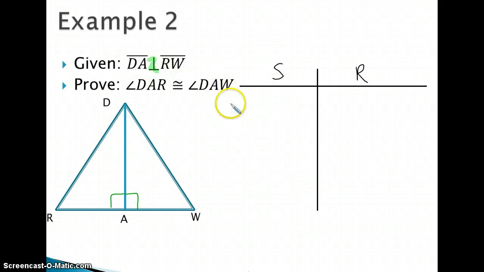So I'm going to start off with the given information, and I'll say that DA is perpendicular to RW, and that's given.